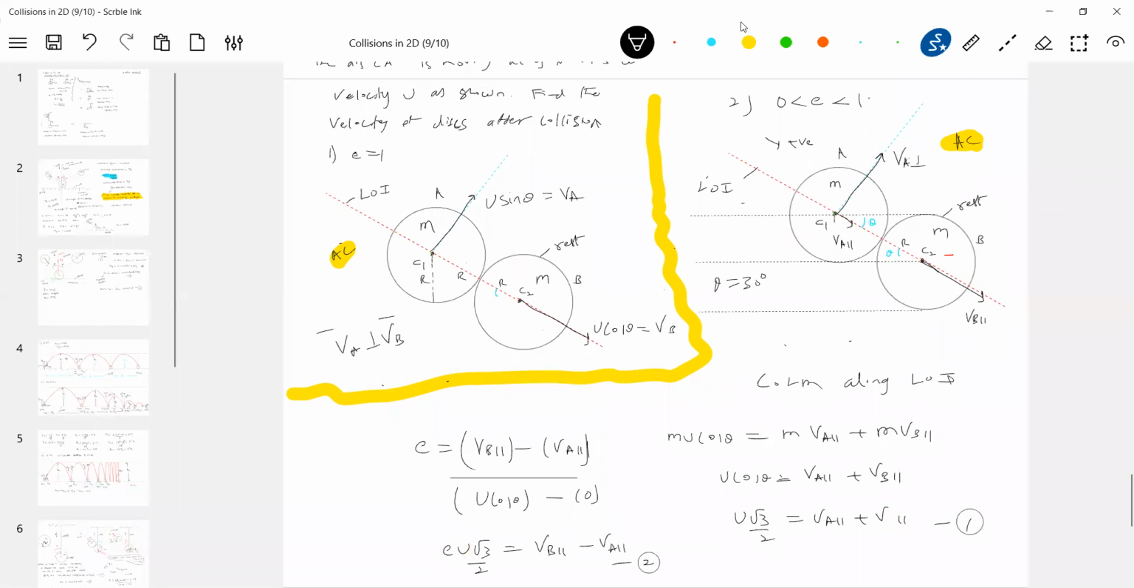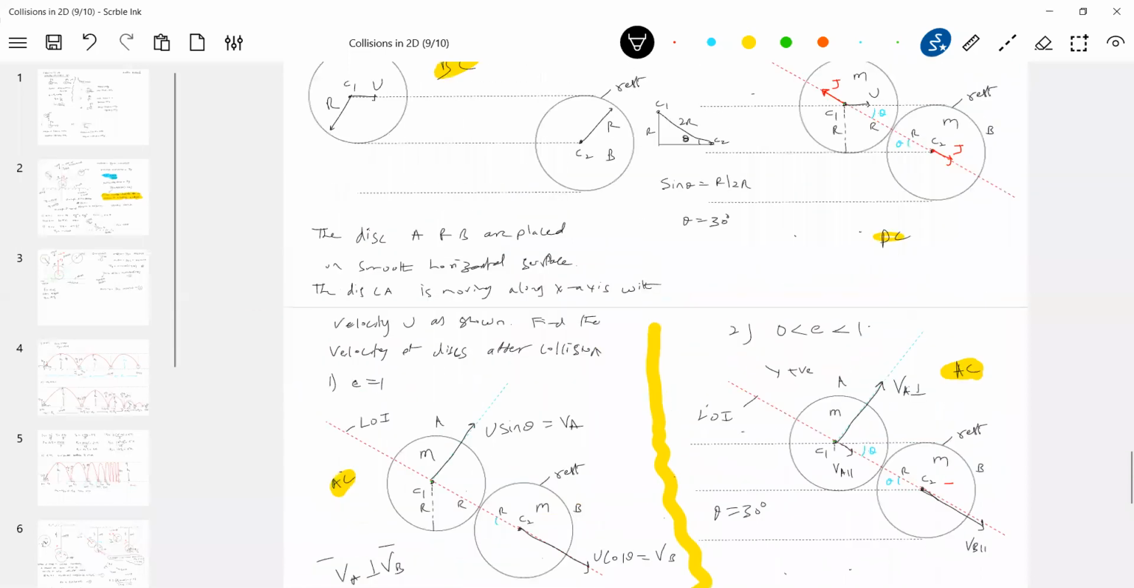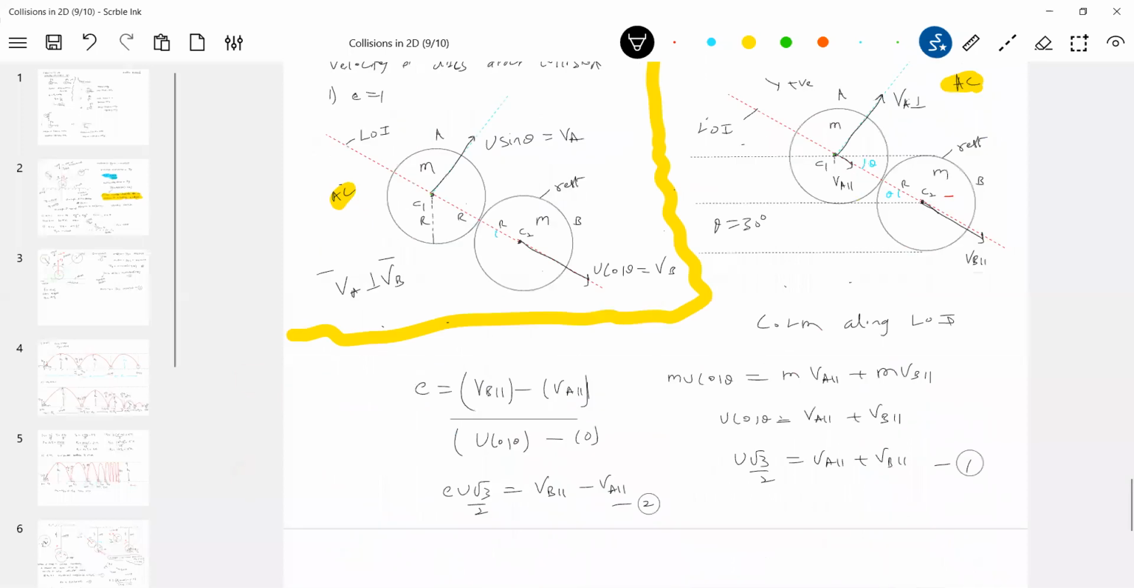How to calculate VA perpendicular? Anybody? It should be u sin theta only, because how will the impulse act? The impulse will act along the line of impact. No? So u sin theta must remain the same. So what should be VA perpendicular? VA perpendicular must be equal to u sin theta.